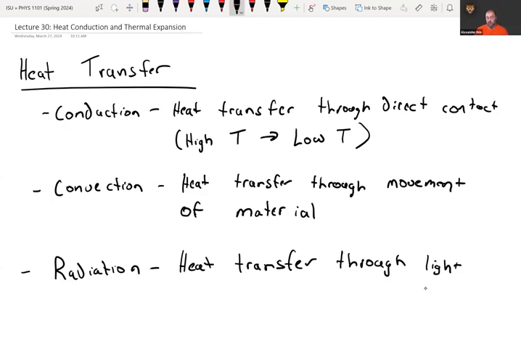Okay. Things that get hotter start glowing visible light. An example of this is when you heat up a piece of metal, it starts to glow in the visible light. It needs to be quite hot to glow in the visible spectrum. But that's basically what's going on.